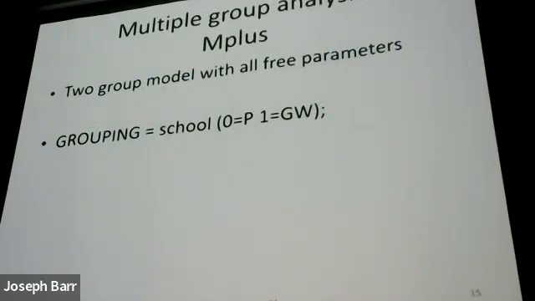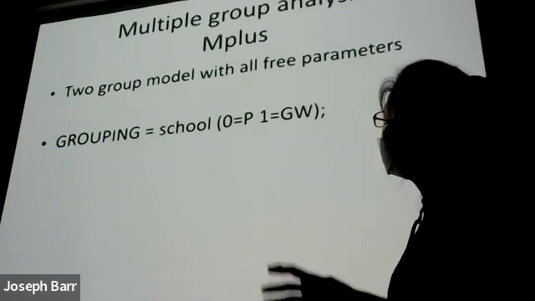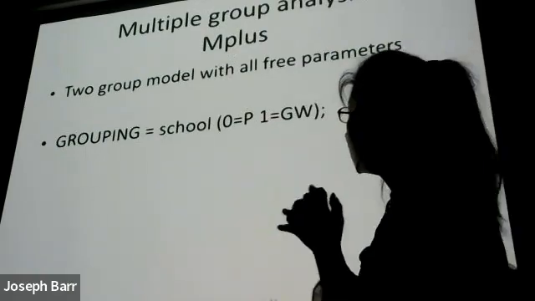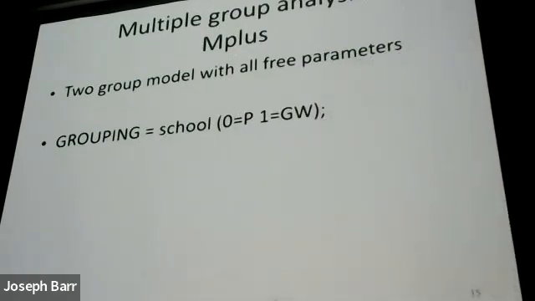And then we're going to test two models. We're going to compare two models. One is a two-group model with all three parameters, where the lambdas are different. The other one assumes that the lambdas are the same for these two schools, P school and GW school.